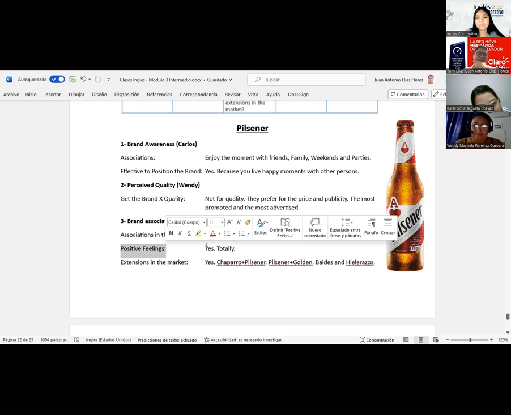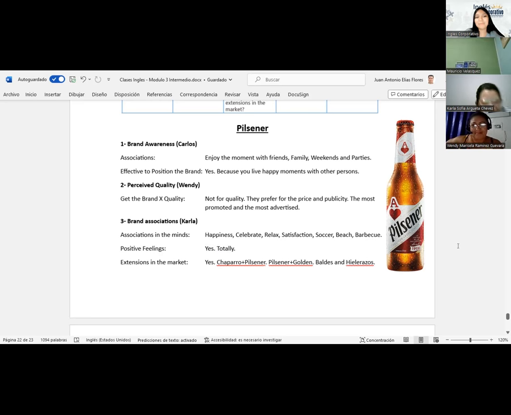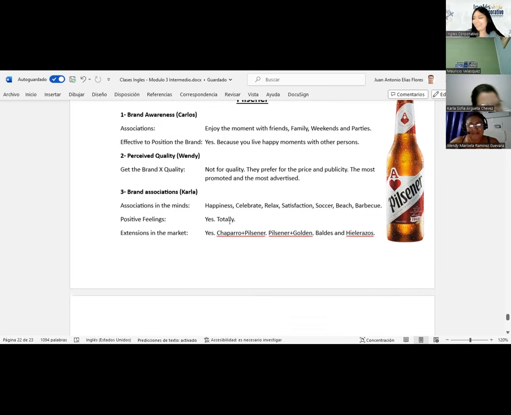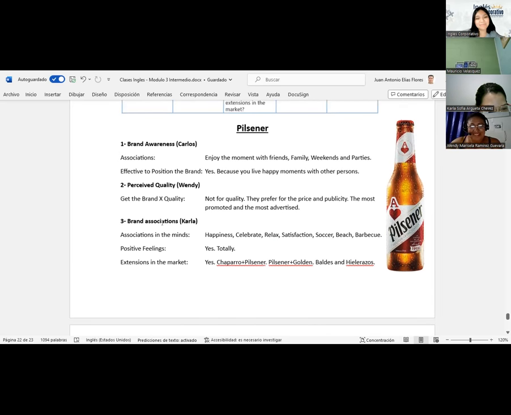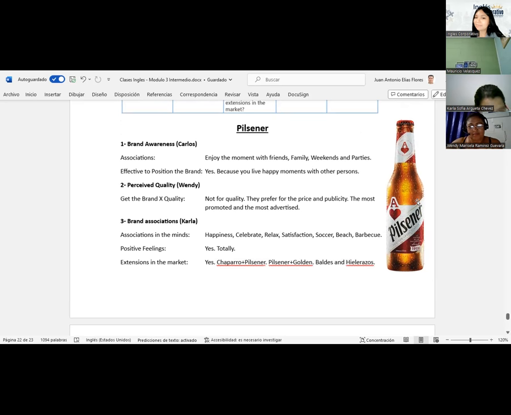Positive feelings. Yes, totally. Extensions in the market: yes, Chaparro plus Pilsener, Pilsener plus Golden, and Valdez and Yelerazos.